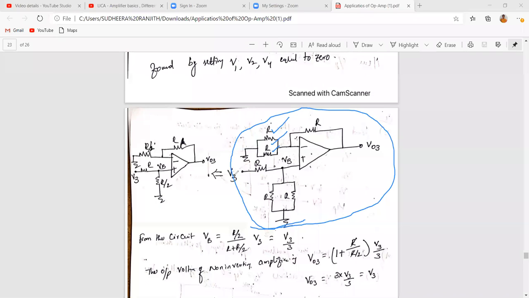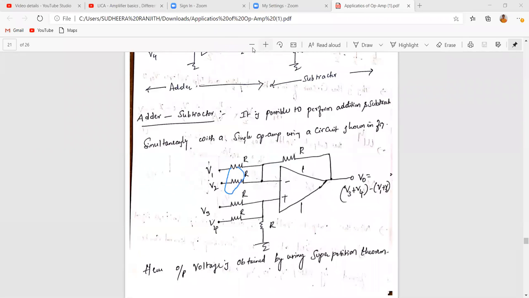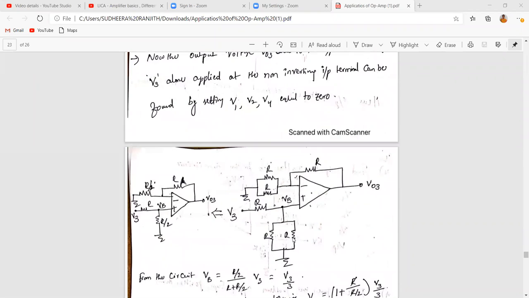Coming to V3, it is active. What about V4? Tell me, what about V4? 0, sir. Right, when V4 is 0, it means it is connected to ground. If you observe, these two resistances also become parallel, similar to the two resistances which are in parallel when connected to ground. When V4 is also zero, these two resistances also become parallel. That's what I have drawn here, right?